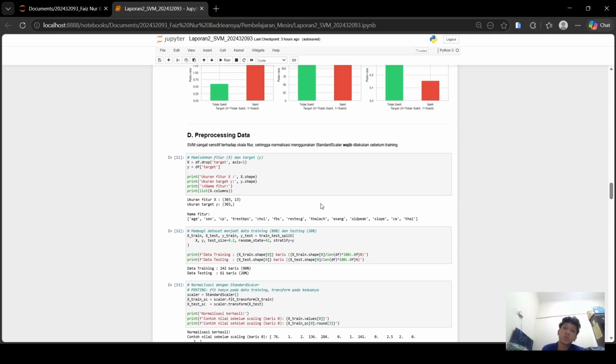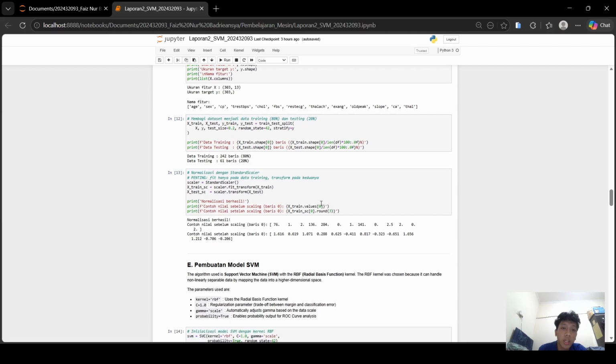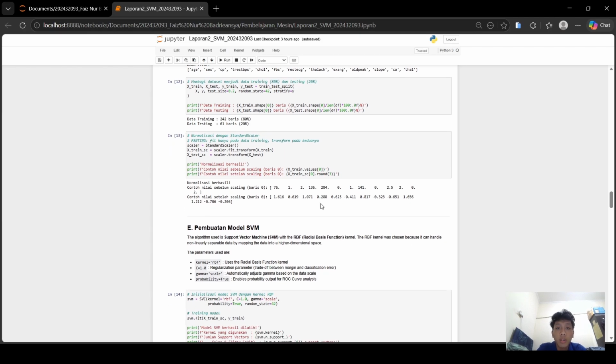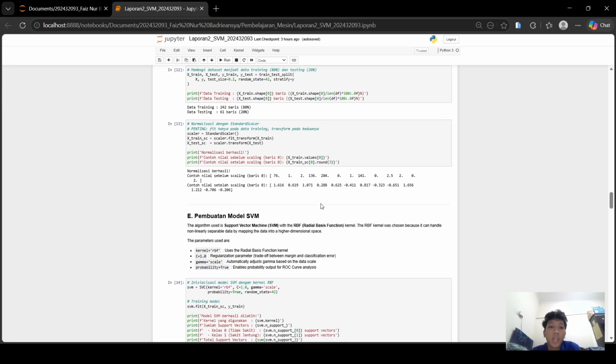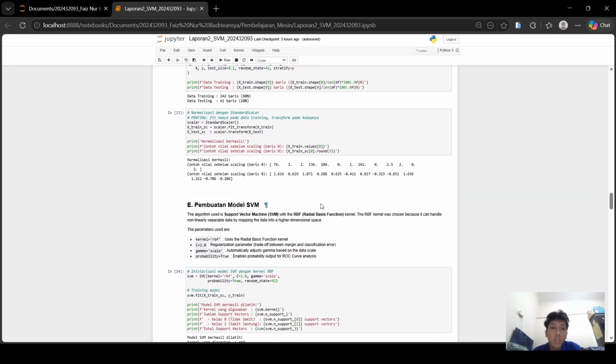And then we go to pre-processing the data. SVM is sensitive to feature scale, so we have to normalize using the standard scaler before training. Then we define the features and target, and we split the dataset into training data, 80%, and testing data, 20%, and we normalize with the standard scaler.